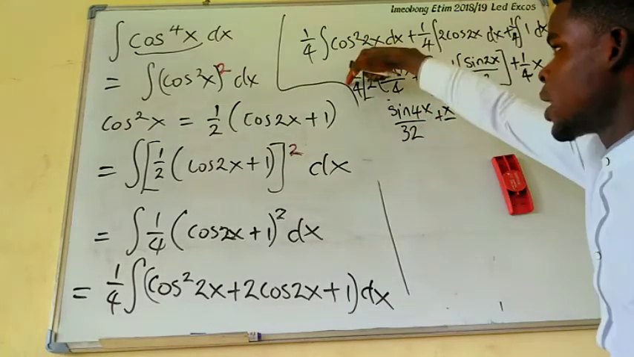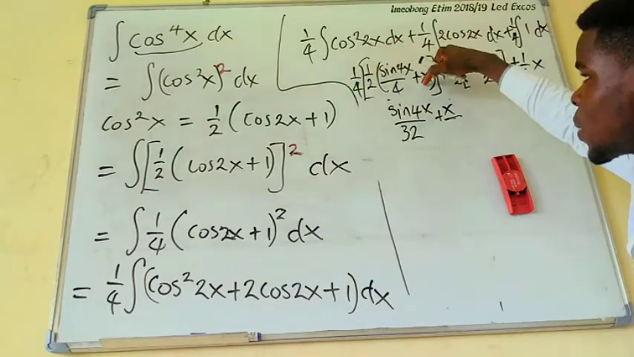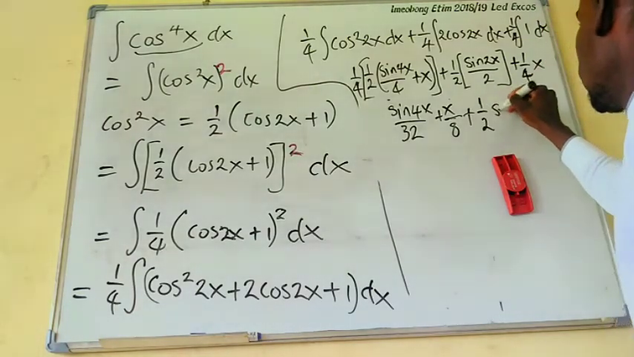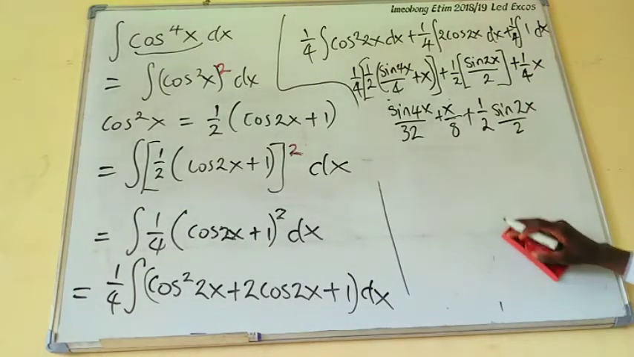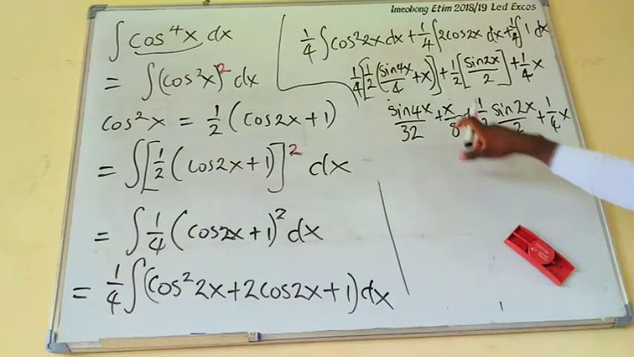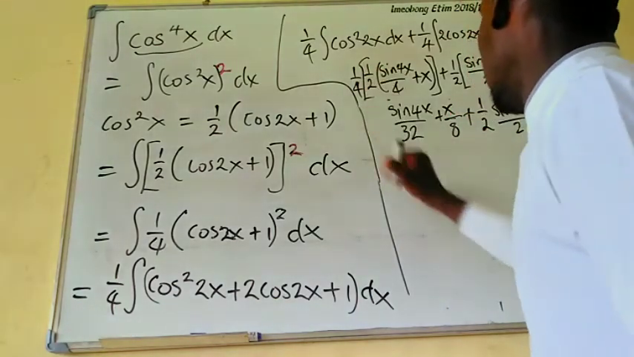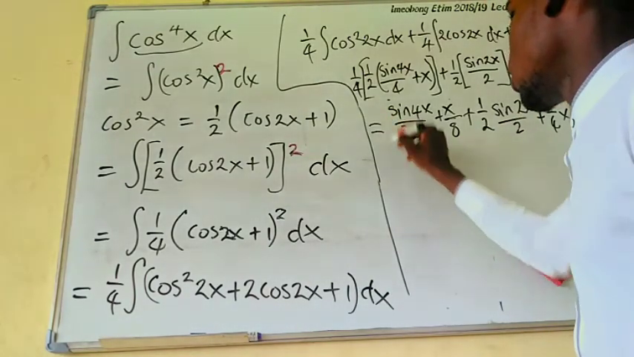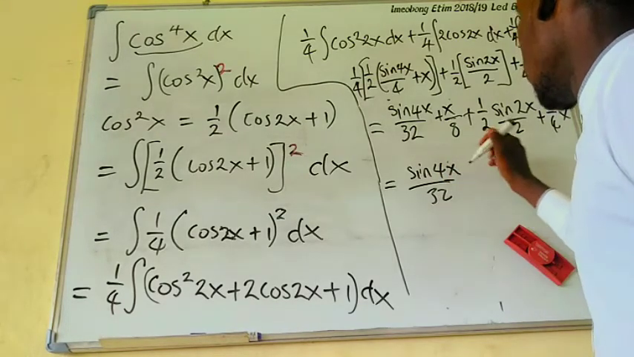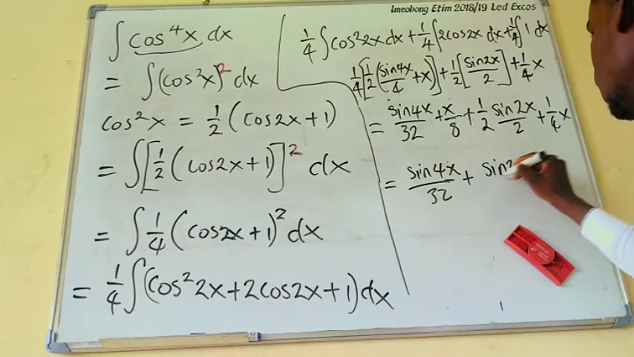I have here to be 32, 4 times 2 is going to be 8, then 8 times 4 is just 32, and again, 4 times 2 is going to be 8, so 8 times 1 in the denominator is just giving us 8, and I can add it with 1 over 2 of sine of 2x over 2, and again, plus 1 over 4 times x. Well, here is just x, and here is just x, so we can take them together. And again, we can also take these ones together, so this will become sine of 4x over 32 plus these 2 and these 2 will multiply, so we just end up with sine of 2x over 4.